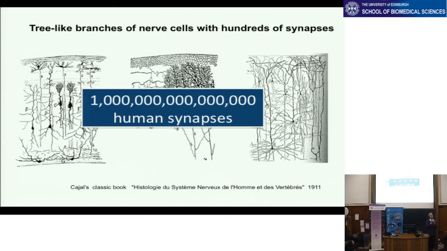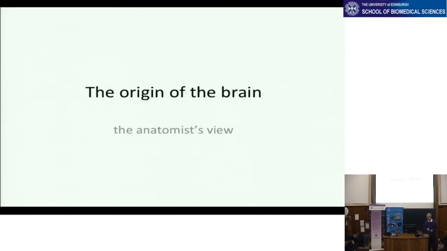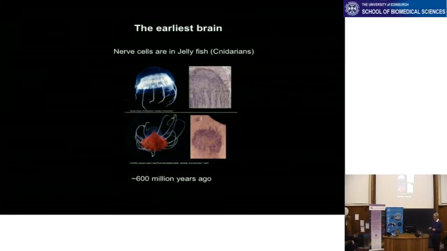And it was this sort of anatomical perspective that one could ask, as they did, about the origin of the brain from the anatomist's view. And it was really quite simple. If you can find nerve cells in organisms, then that presumably indicates where the brain might have evolved.